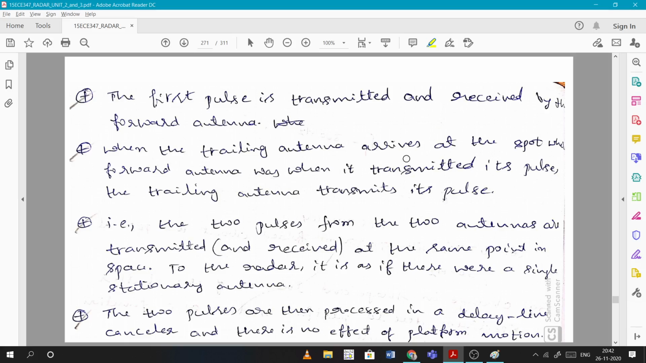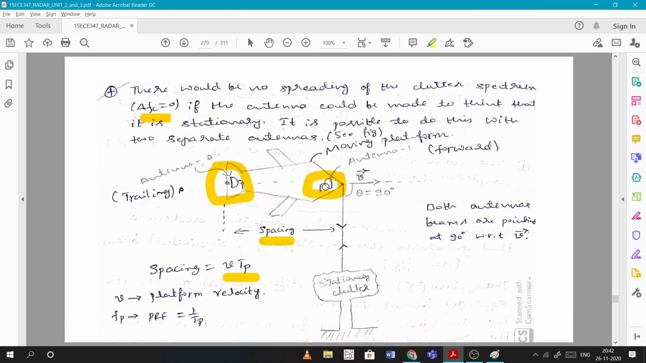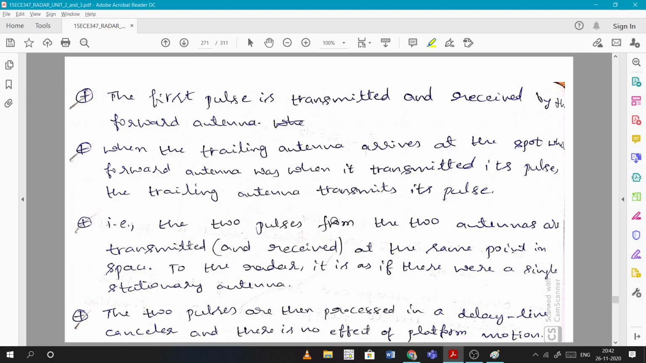When the trailing antenna arrives at the spot where the forward antenna was when it transmitted its pulse, this is the spot, right? When the trailing antenna also comes here and transmits and receives at the same spot, it is as if there is a single stationary antenna. So the two pulses are then processed in a delay time canceller, and there is no effect of platform motion.